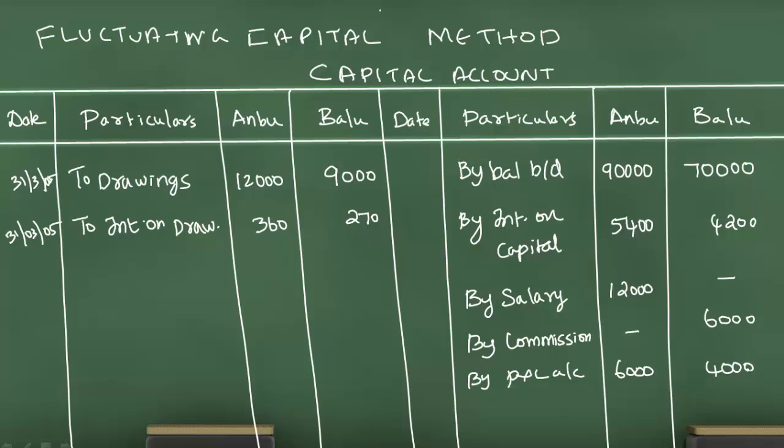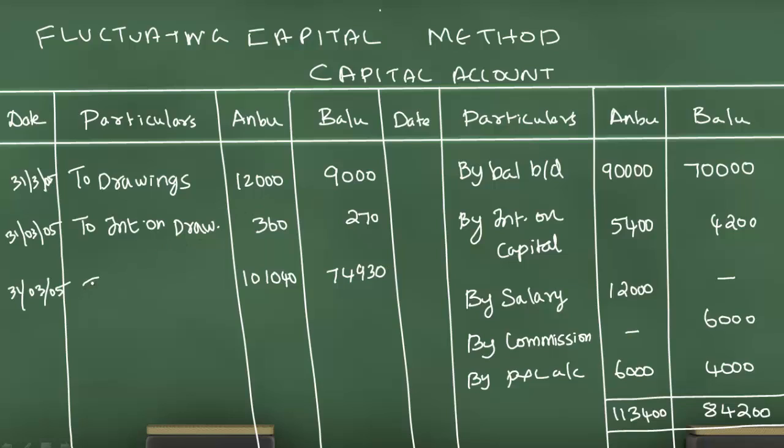Now let's total the credit side first, because we have more items there. So it is 1,13,400 and 84,200. Looking at the debit side, it is comparatively lower. So there's going to be a balance, and 1,13,400 minus these two items will give us a balance of 1,01,040, and 84,200 minus these two items, 9,270, will give 74,930. So this is the balance.